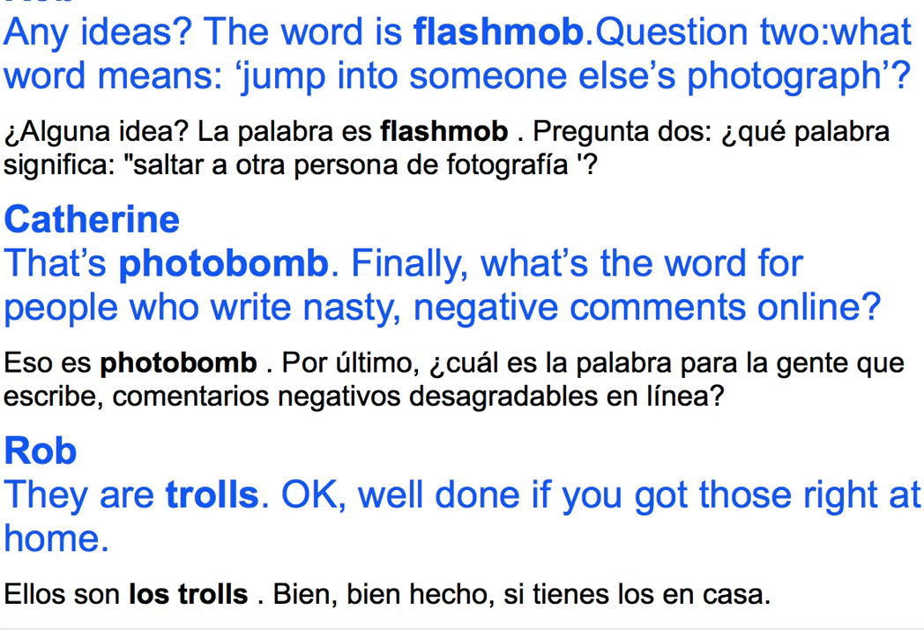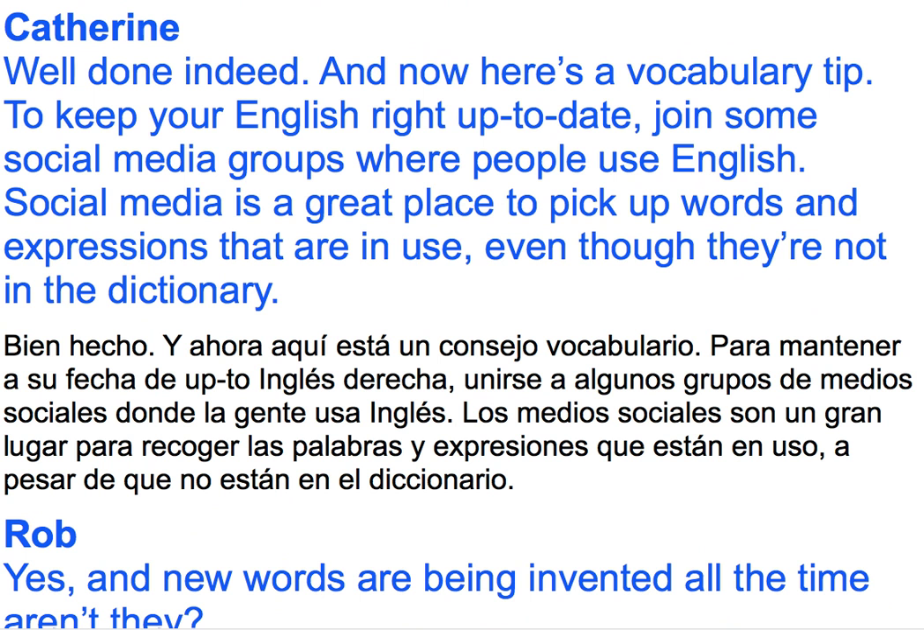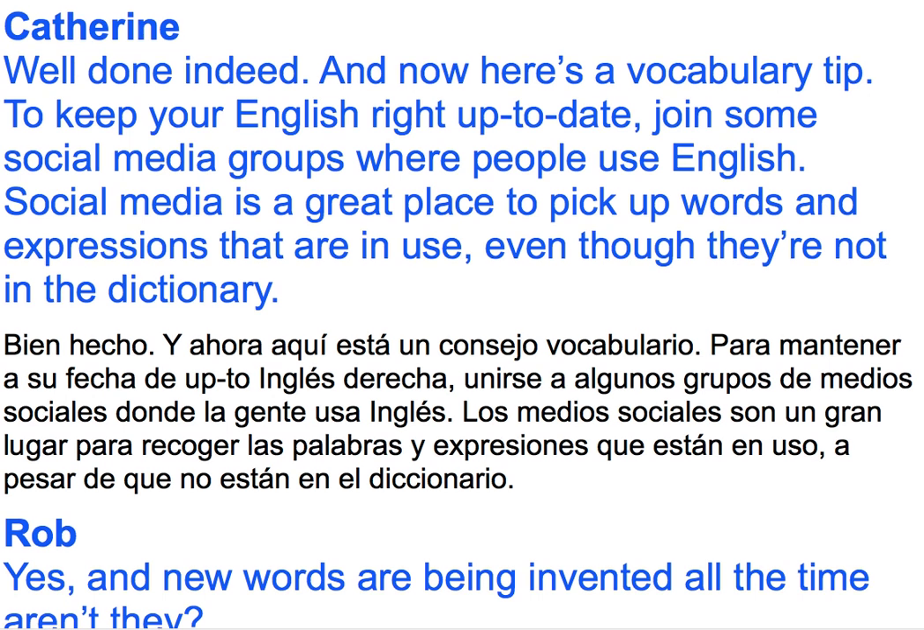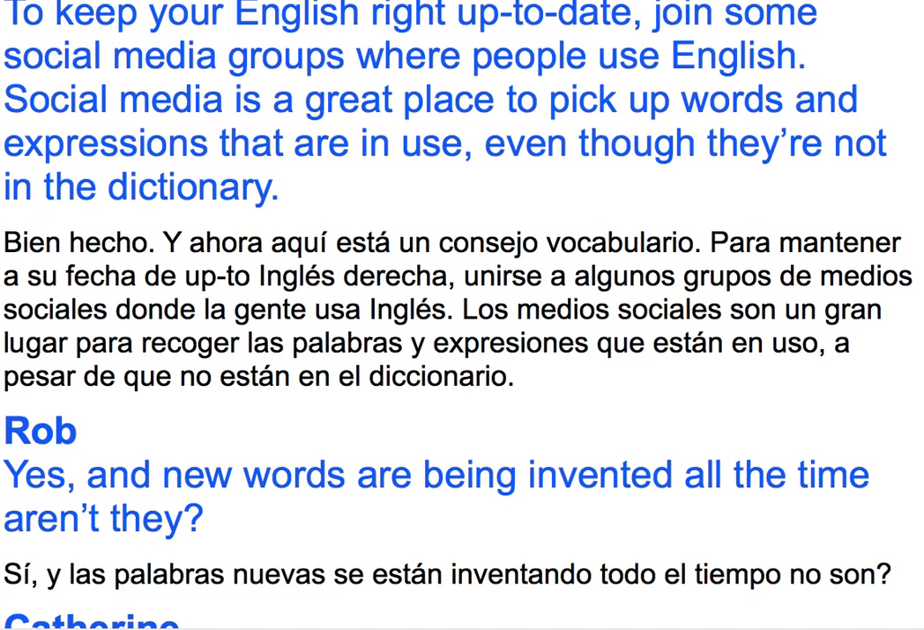Well done indeed. And now here's a vocabulary tip. To keep your English right up to date, join some social media groups where people use English. Social media is a great place to pick up words and expressions that are in use, even though they're not in the dictionary. Yes, and new words are being invented all the time, aren't they?